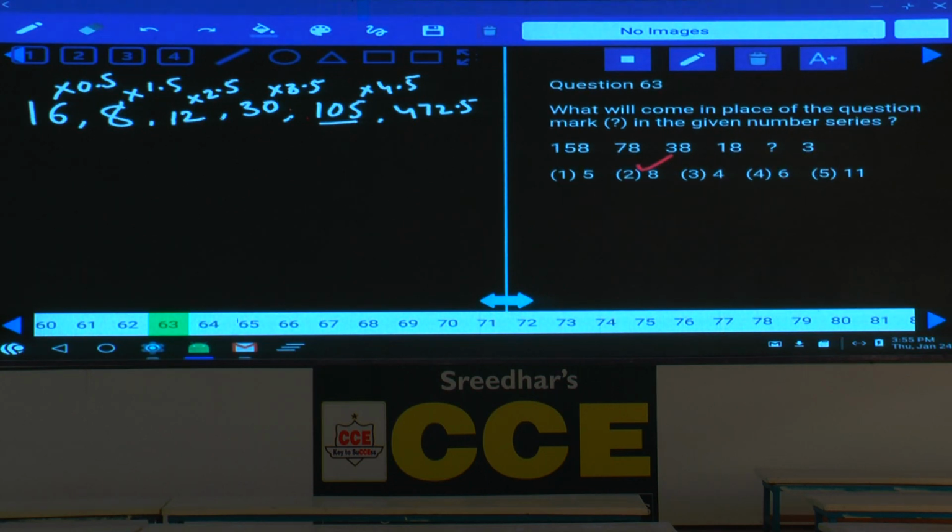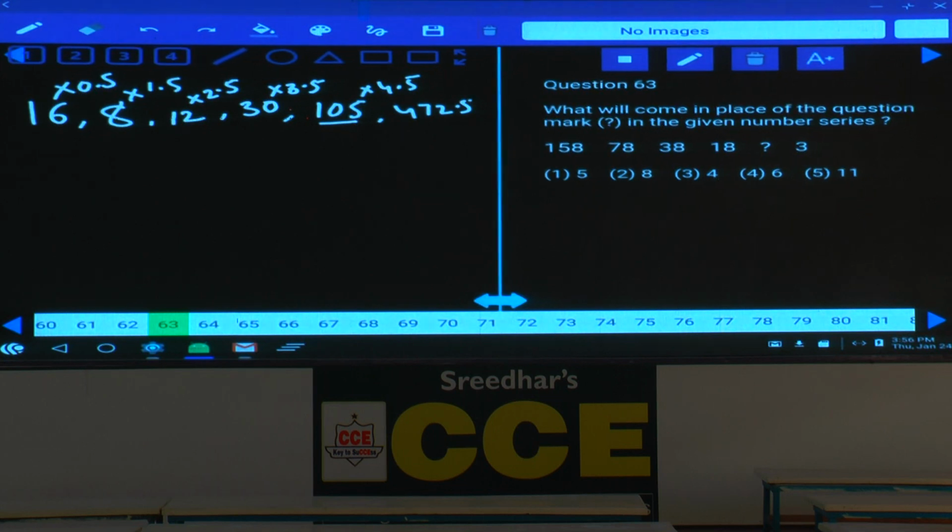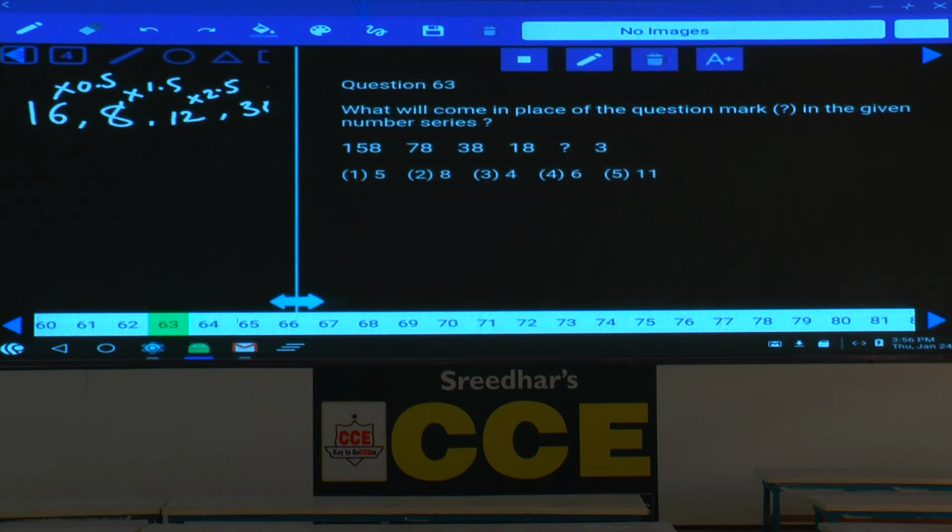Then 63. Now in question number 63, the numbers are in decreasing order. Whenever the numbers are in decreasing order, you should always start in the reverse order, isn't it? Now start in the reverse order. Then 78 and 158, how can you express this one? Into 2. 78 into 2 is 156, plus 2 is 158. 38 and 78: 38 into 2, 76 plus 2, 78. 18 and 38: 18 into 2, 36 plus 2, 38.